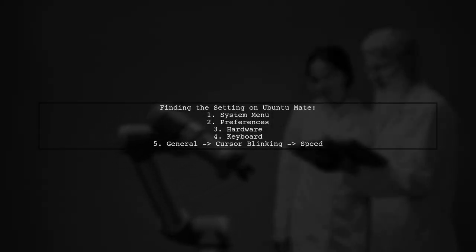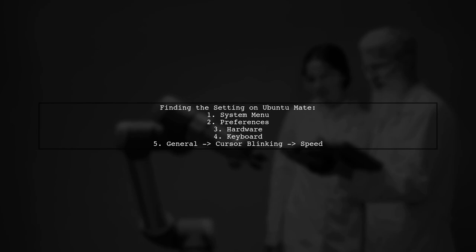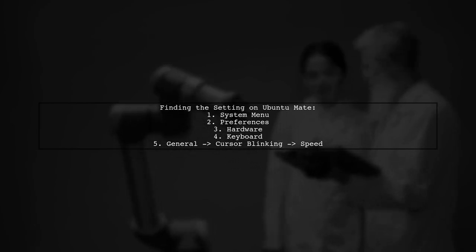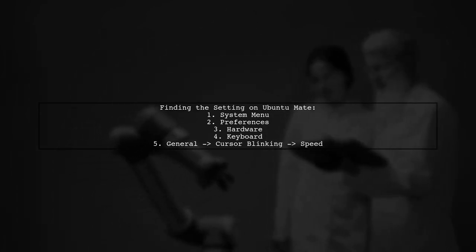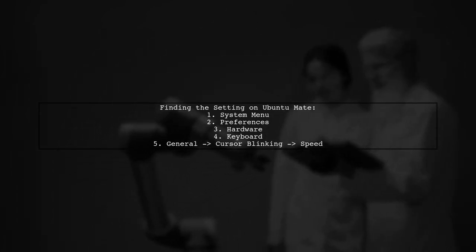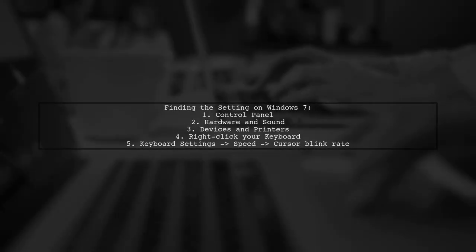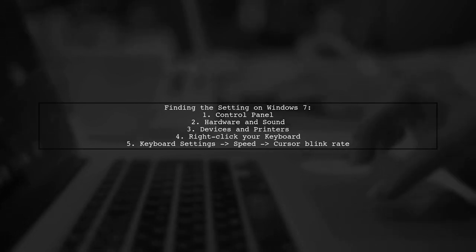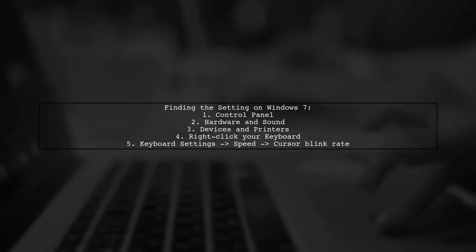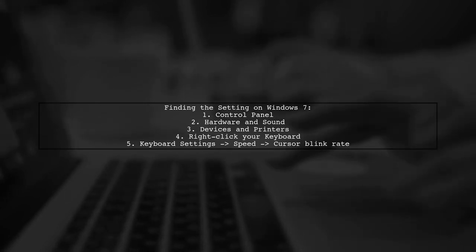On Linux Mint, the setting location may vary, but on Ubuntu Mate, you can find it under System Menu, Preferences, Hardware, and then Keyboard. For reference, on Windows 7, you can change the cursor blink rate through Control Panel, Hardware, and Sound, and then Keyboard Settings.